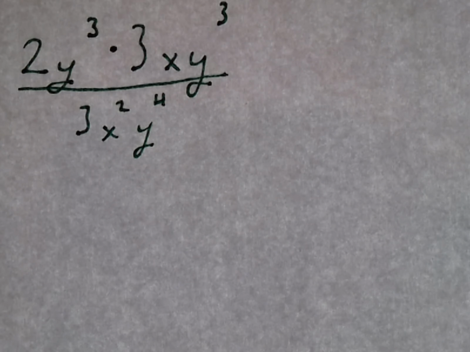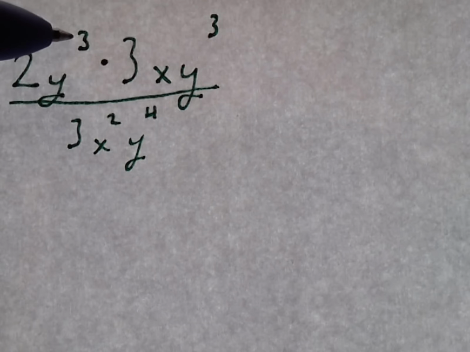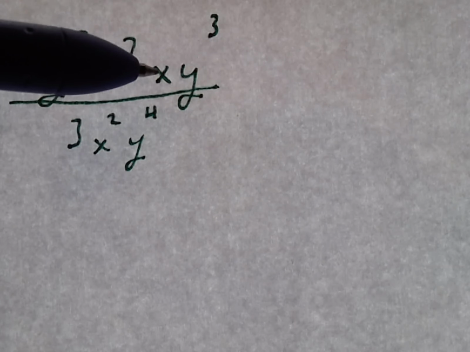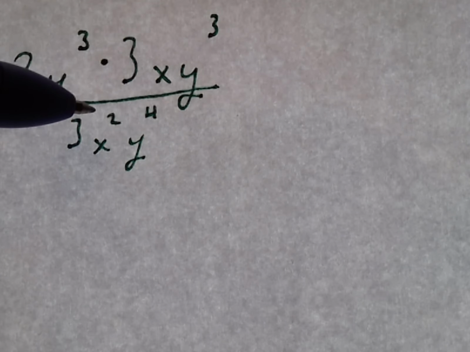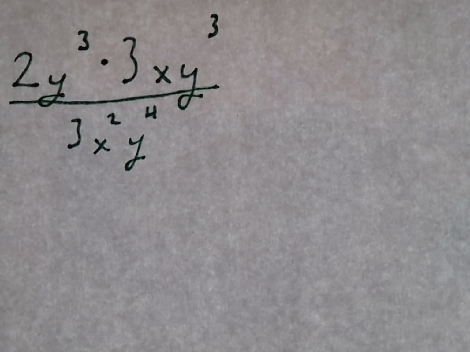So let's take a look at how to do some of these more complicated looking exponent ones. Here I've got 2y to the power of 3 times 3x y to the power of 3, all divided by 3x to the power of 2 times y to the power of 4. Let me do just the top to start. First I'm going to expand the top, so I'll rewrite it out here below.